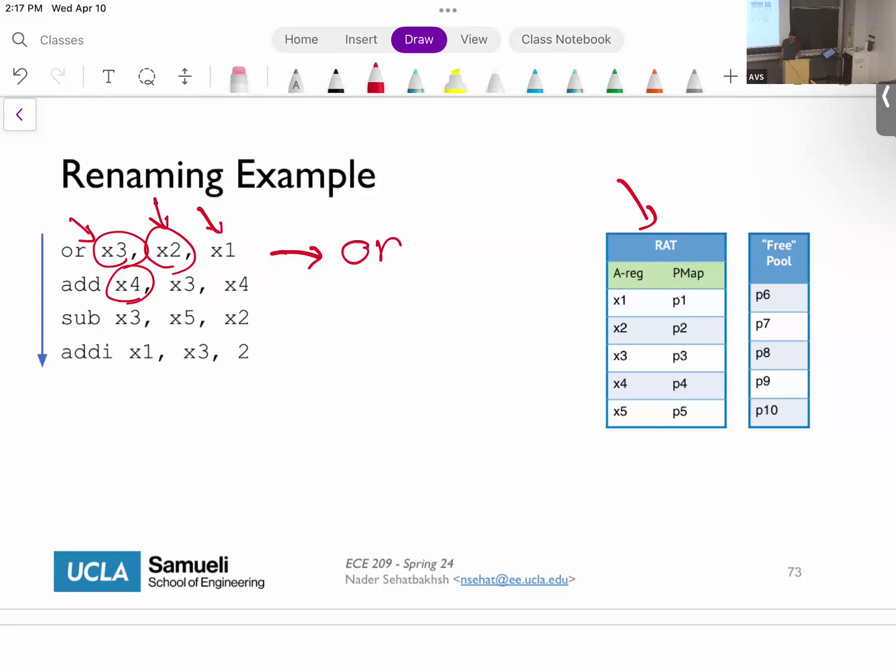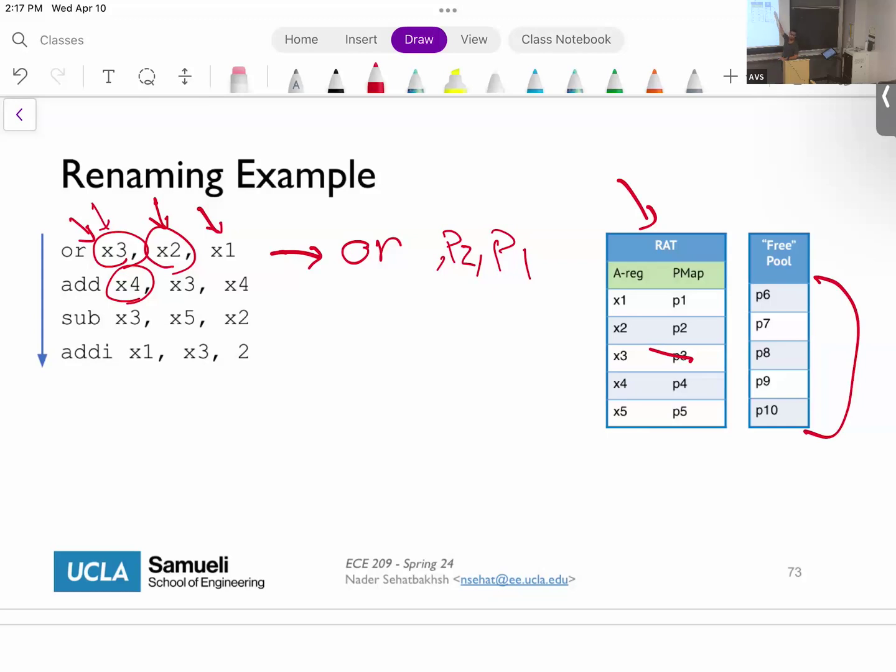So in this case, for X1 is P1 and for X2 is P2. These are your source registers. And as I told you, now we need to map a new free register to X3. So we're going to replace P3 with one of these free registers. How do we do that?